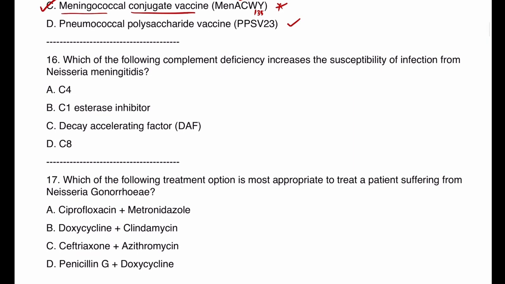Then they are asking about which complement deficiency increases the risk of infection from Neisseria, from C5 to C9 complement factors. This deficiency increases the risk, so the answer to this question will be C8. Okay, DAF deficiency leads to paroxysmal nocturnal hemoglobinuria. You remember CD55, CD59 in that.